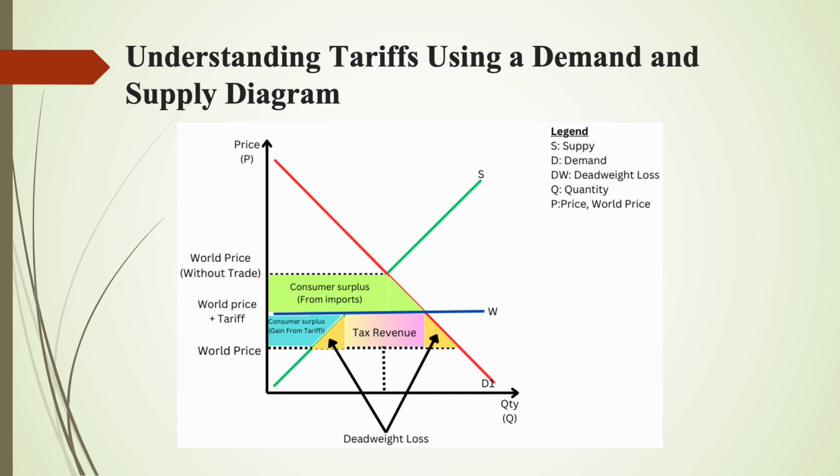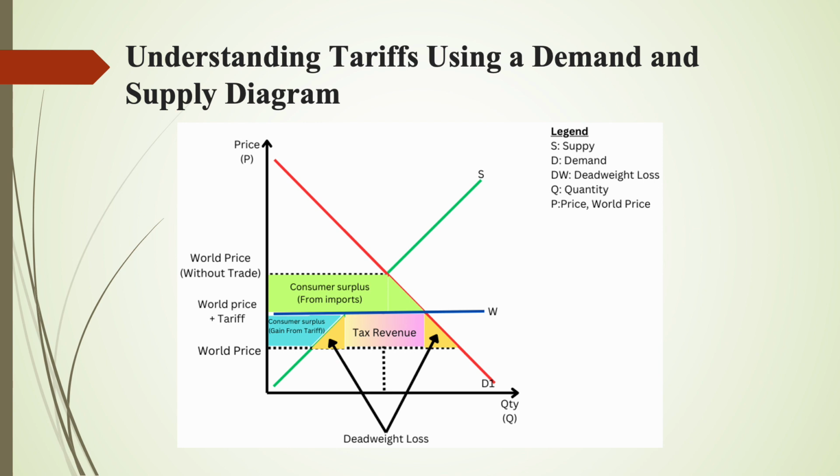So here I'm illustrating the effects of tariffs used in a demand and supply diagram. To understand better the tariffs used in a demand and supply diagram: when a tax, such as a tariff, is imposed on imports, it changes the dynamics of the market for imported goods. In a demand and supply diagram, a tariff will shift the supply curve upwards, leading to a rise in the price of imported goods.